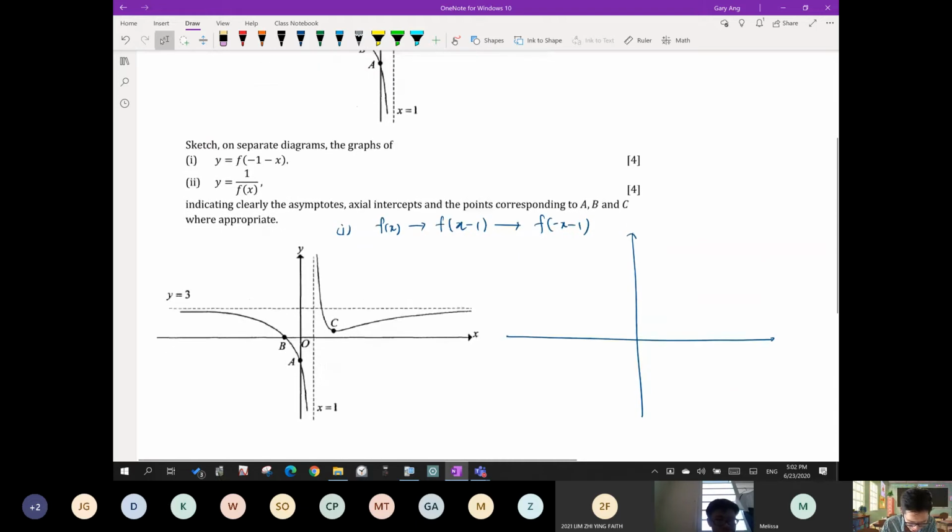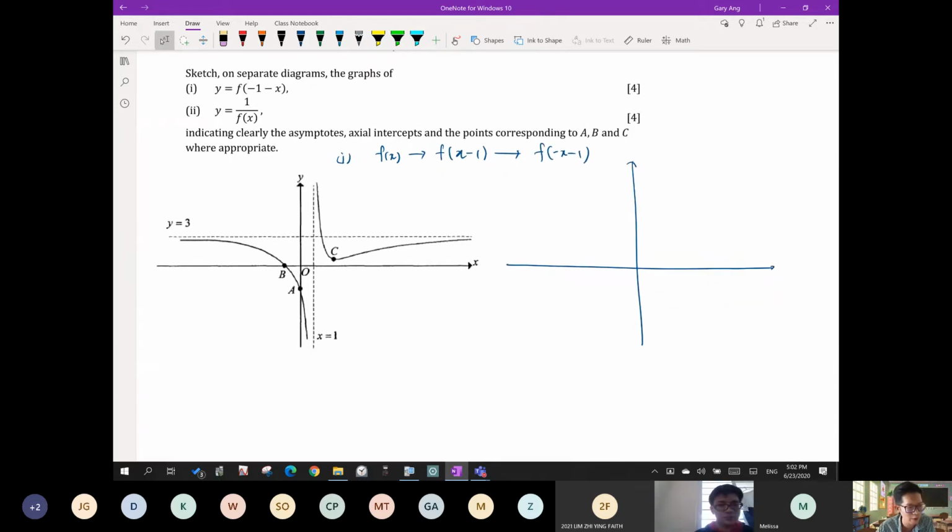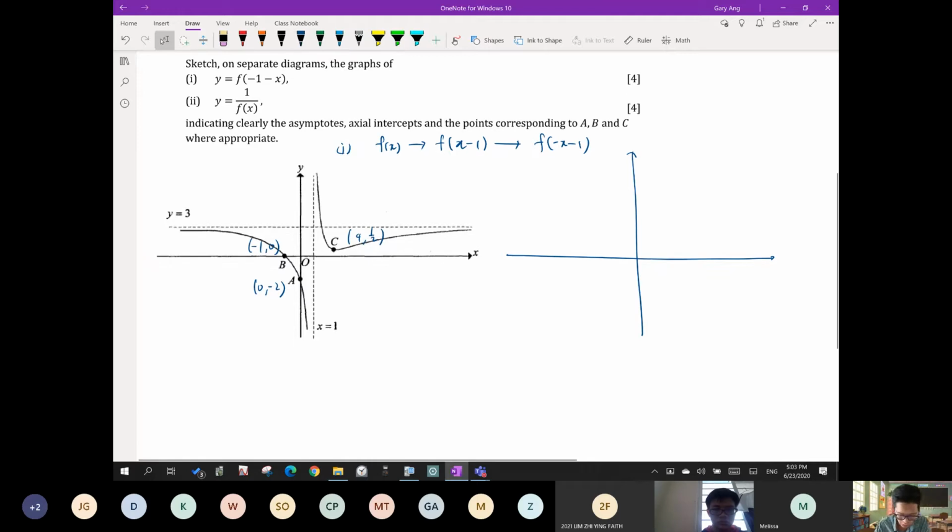Hold on, I just realized that there's a point A, a B, and a C, so I should transfer down the points, otherwise I get very lost. Point A is (0, -2). Let me write side by side. Point B is (-1, 0). And point C is (4, 1/2). There you go, so we don't have to keep on scrolling up and down.